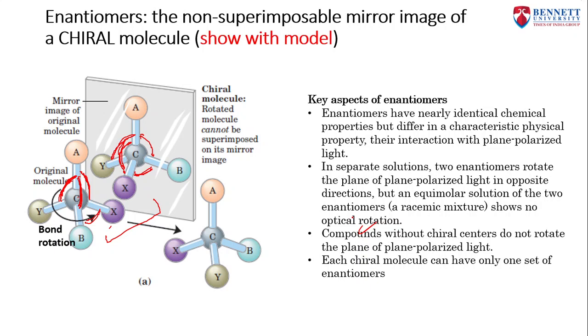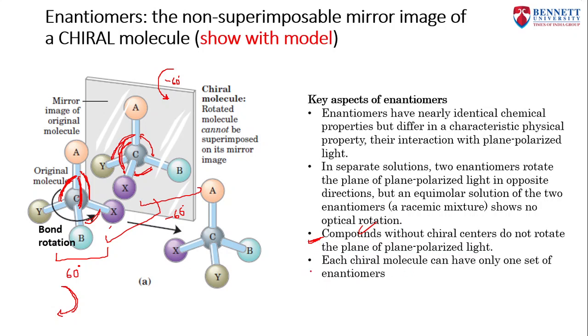But what is different is their interaction with plane polarized light, because they rotate the plane of the plane polarized light in equal but opposite directions. For example, if this enantiomer rotates it in a clockwise direction by 60 degrees, its enantiomer will rotate it by minus 60 degrees. If you are visualizing it, this would be the direction of the plane polarized light, and for this molecule it is going to be in this direction. Okay, so that is minus 60 degrees. That is a very key difference. Compounds without chiral centers, without chirality, do not rotate plane polarized light. That is a major distinction between achiral and chiral molecules.